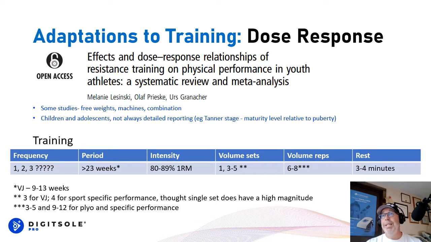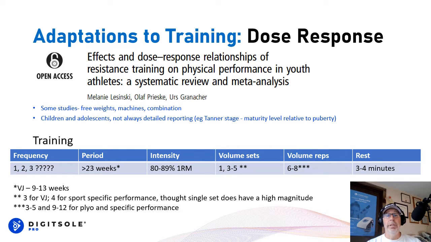Intensity, also 80 to 89% of 1 repetition maximum. Again, something that we tended not to see in those younger populations. We also see volume and sets, 1 and 3, not much different, somewhere between 3 and 5. We do see, especially for vertical jump, that the optimal was around 3 sets, and then 4 for mostly some of the sports performance type of metrics. Also in the repetition range, 6 to 8 consistently for typical average performance.